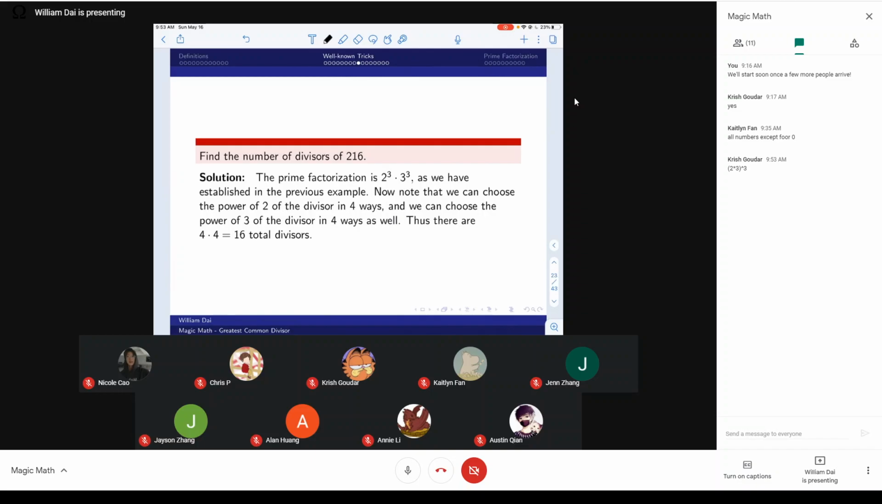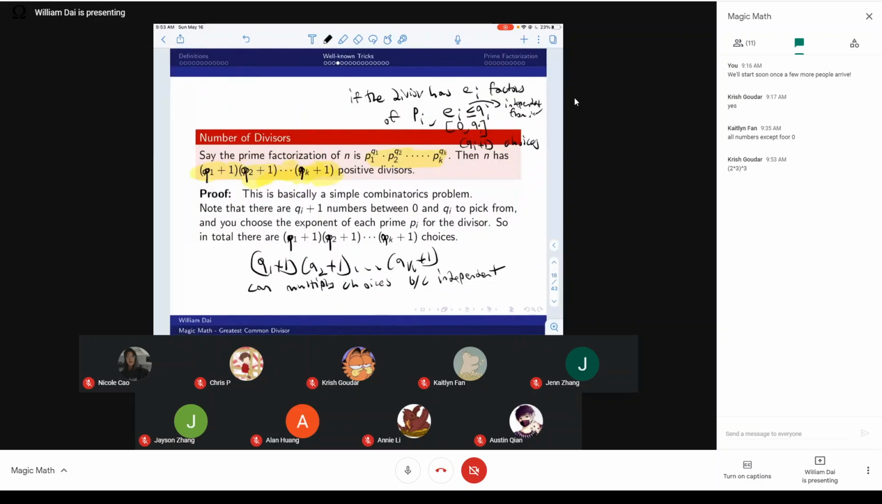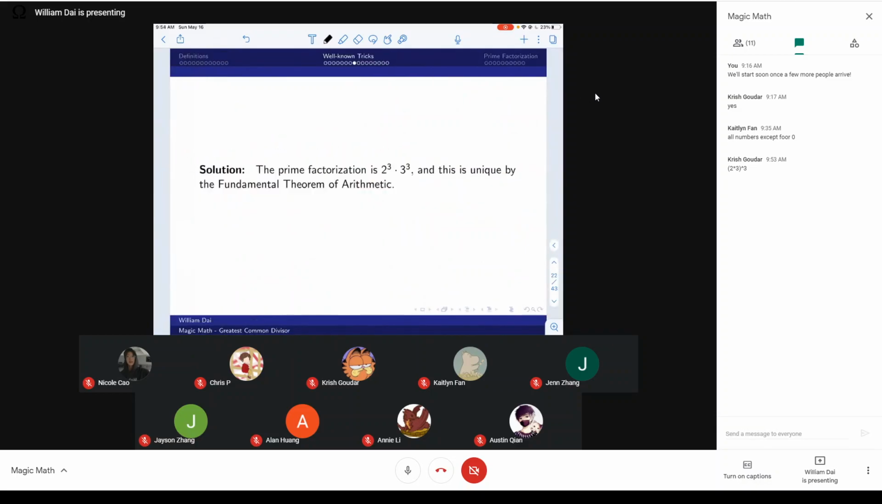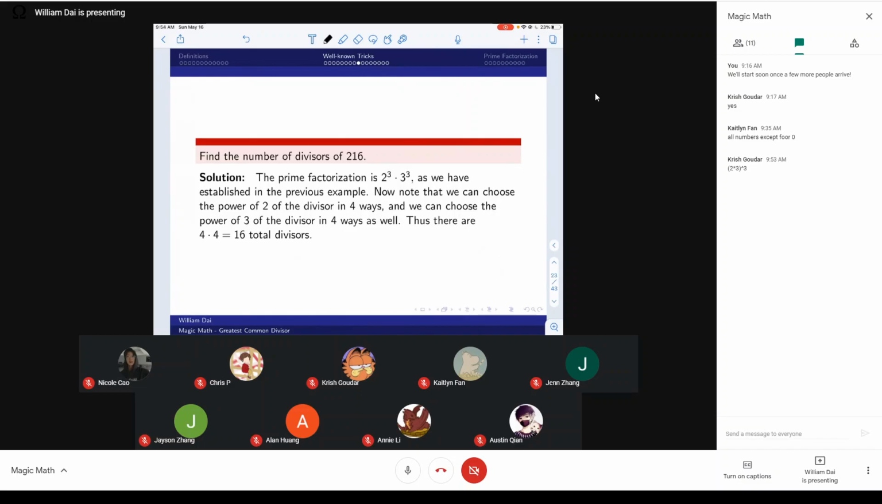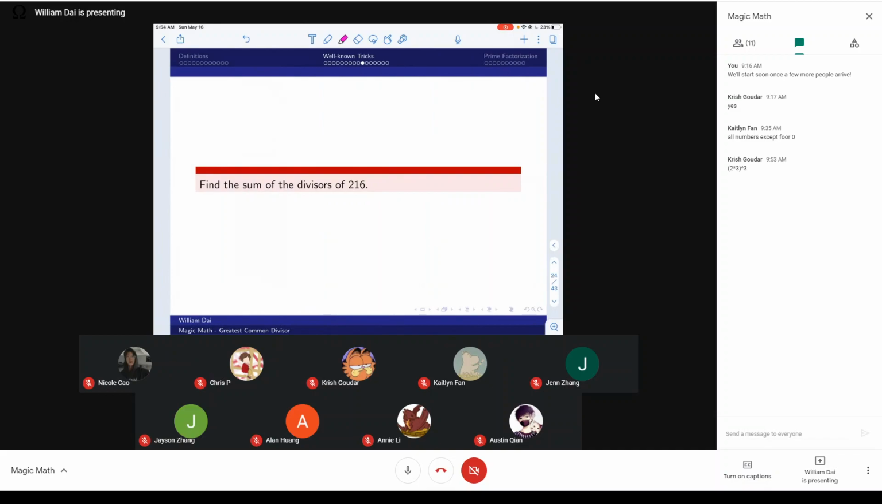So we recall our formula here. We look at the exponents, and then we add 1 to each of them, and then we multiply them all together to get the number of divisors. So this is a very direct application of the formula here. I kind of went over the proof again, but yeah, you can just apply the formula directly. Okay, and this one isn't spoiled.